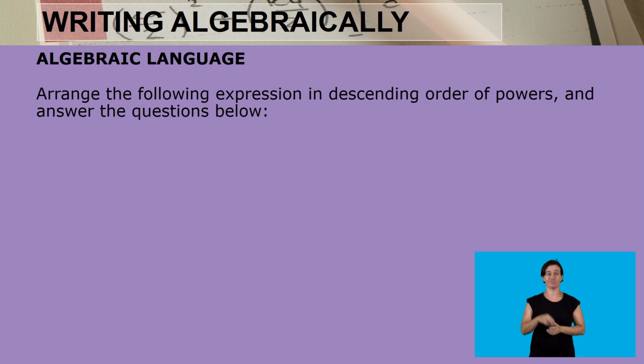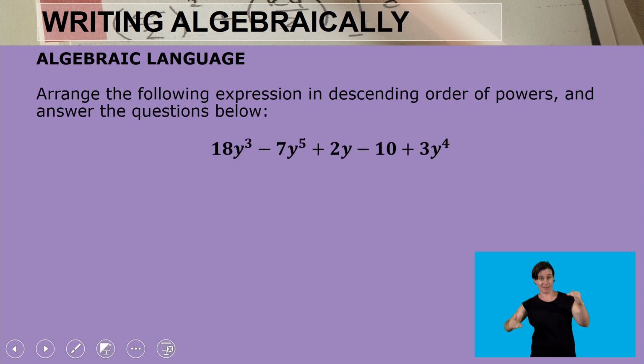So now let's look at the next expression that we have been given. We are going to arrange this expression in descending order of powers, and then we are going to answer the questions that are below. So we have been given the 18y cubed minus 7y exponent 5 plus 2y minus 10 plus 3y exponent 4. So let's first arrange it in a descending order of powers.